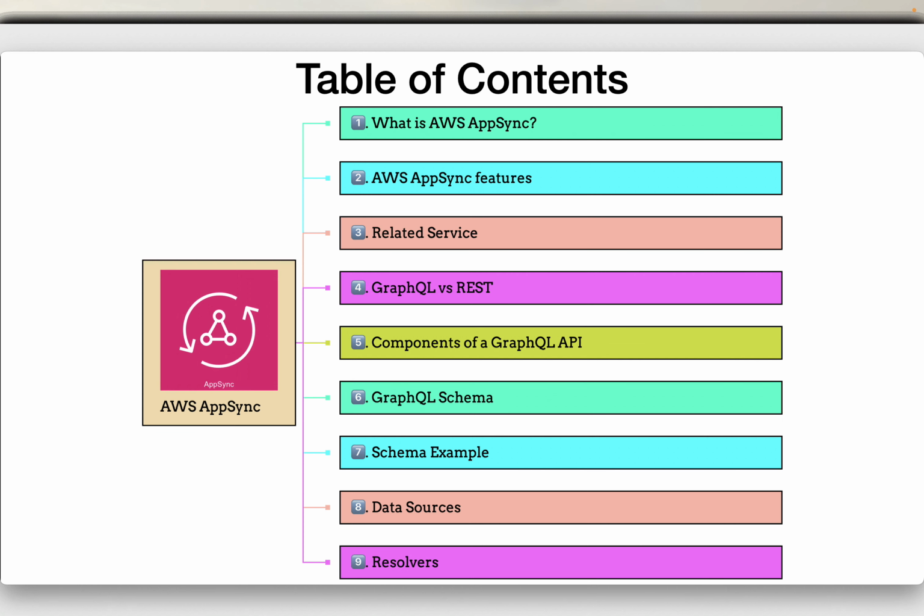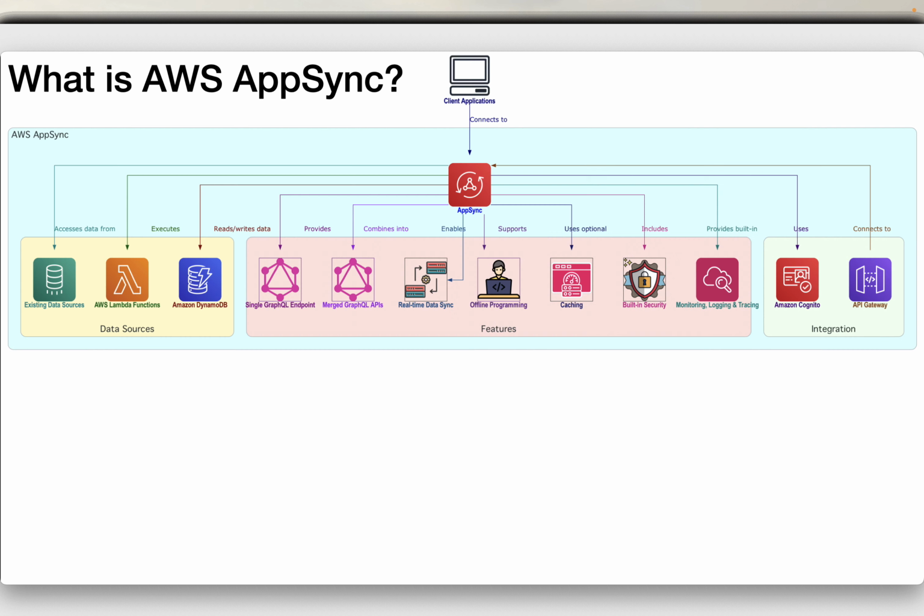So this lecture will contain all these topics: What is AWS AppSync? AWS AppSync features, related service, GraphQL versus REST, components of a GraphQL API, GraphQL schema, one example of GraphQL schema, data sources and resolvers. So what is AWS AppSync?